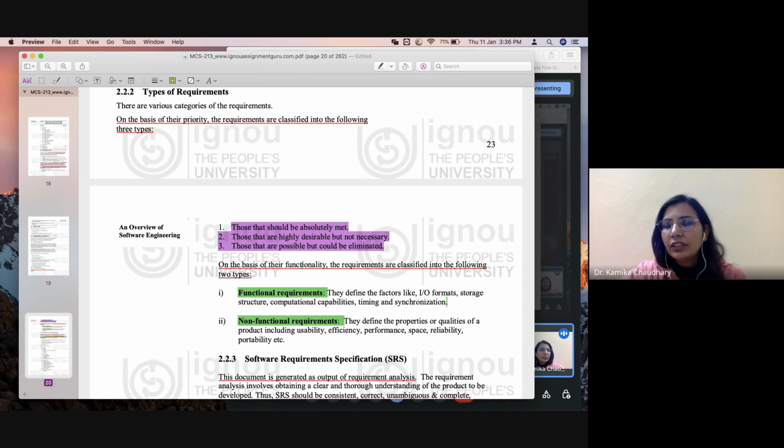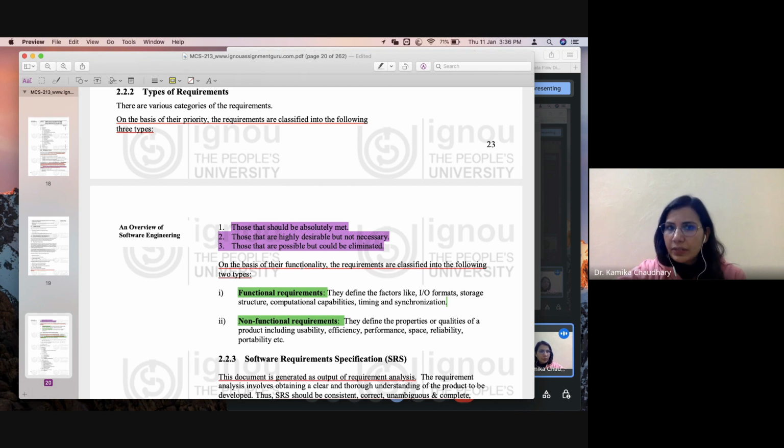So these are the three types of requirements on the basis of priority. The first type is a certain set of requirements that obviously have to be met. Second is highly desirable, but not necessary. And third is possible, but not necessary. They could be eliminated. We can just eradicate them, and our system is going to work even if these requirements are not fulfilled. So that comes into the third category.